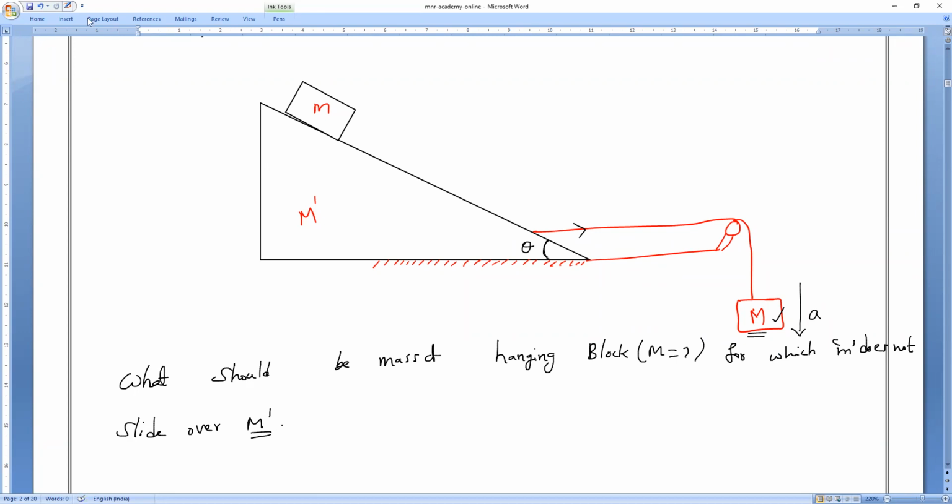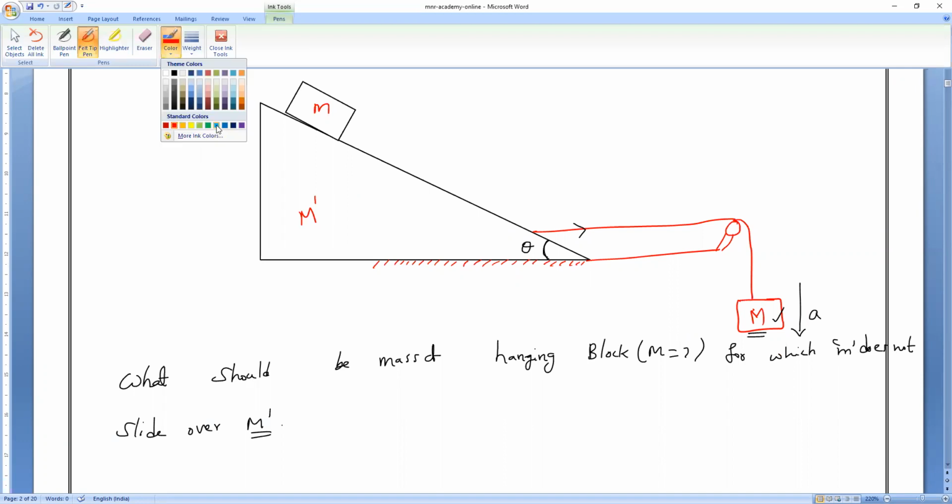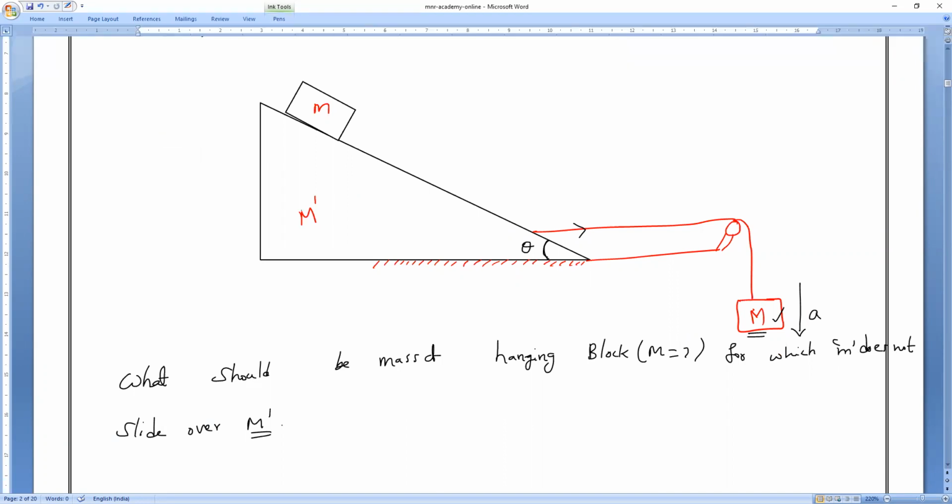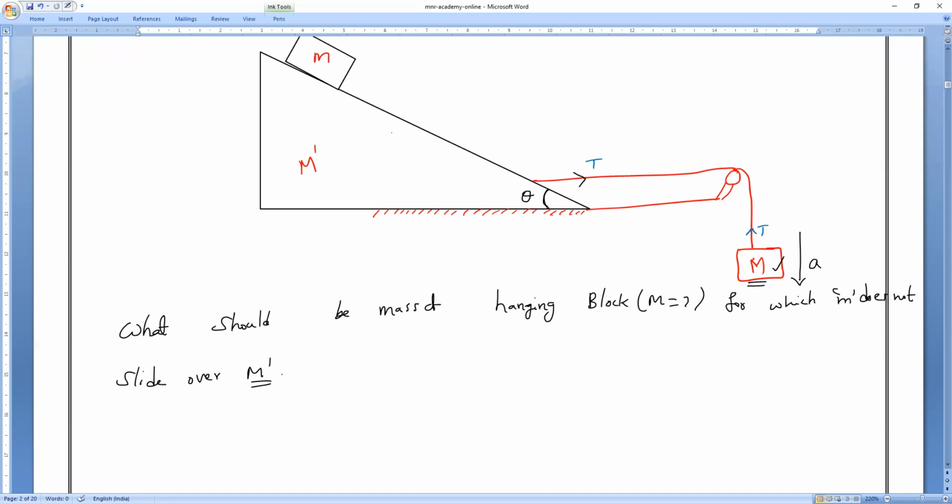Can you understand the question? We have to find what is the capital M mass so that the small m should not slide over the M dash. That is our question. As we all know, this is the same string, so the tension remains the same. Please redraw the diagram again.